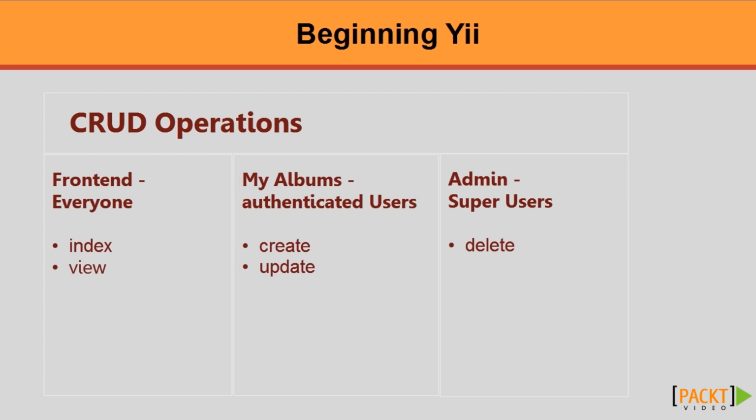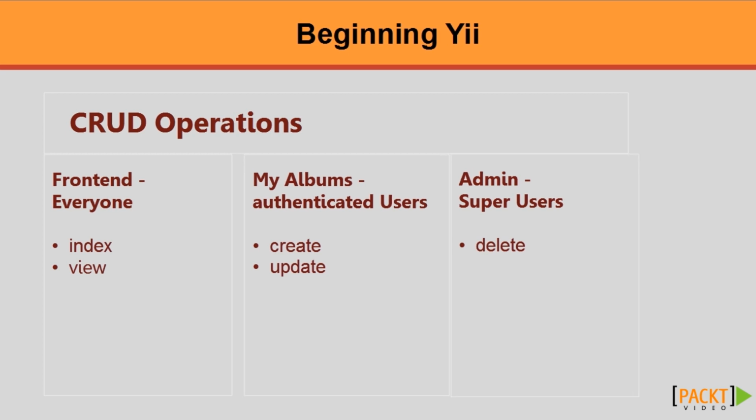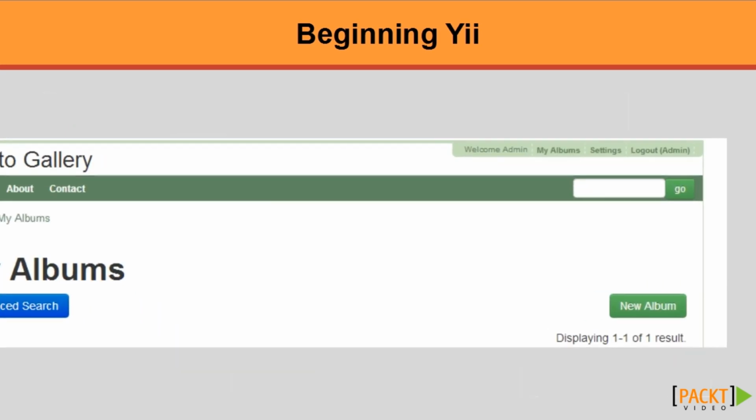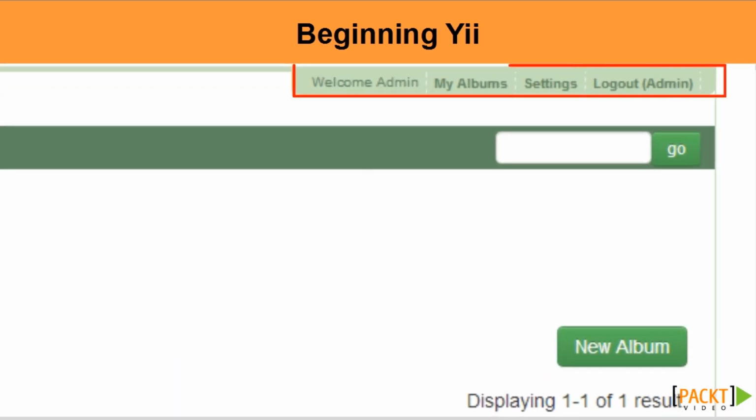In our application, we're going to use this structure to divide the front-end browsable website from the maintenance functions for data belonging to each individual user. For example, I'll be able to create and update and delete my web albums, but only view yours.